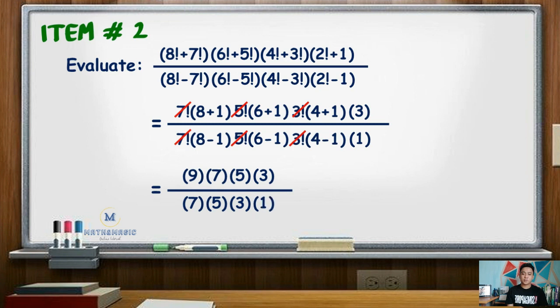So, in the numerator, we have 9 times 7 times 5 times 3. For the denominator, we have 7 times 5 times 3. 7, 5, and 3 also both appeared in the numerator and the denominator. Hence, when dividing, those three terms may be cancelled out. So, the value of this ratio is positive 9.